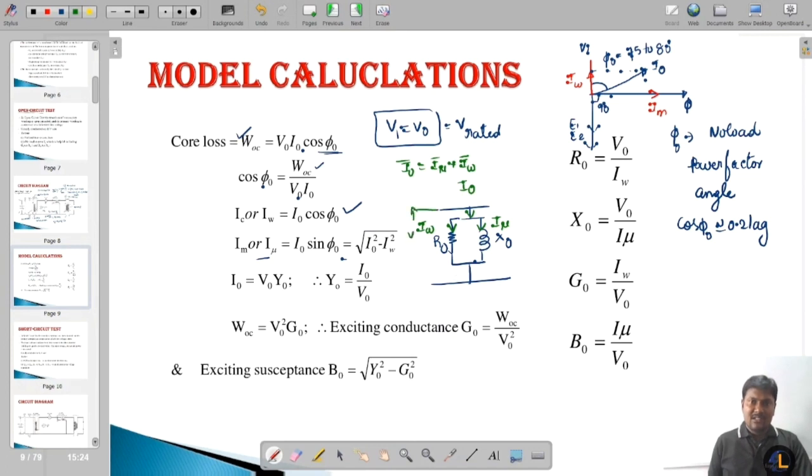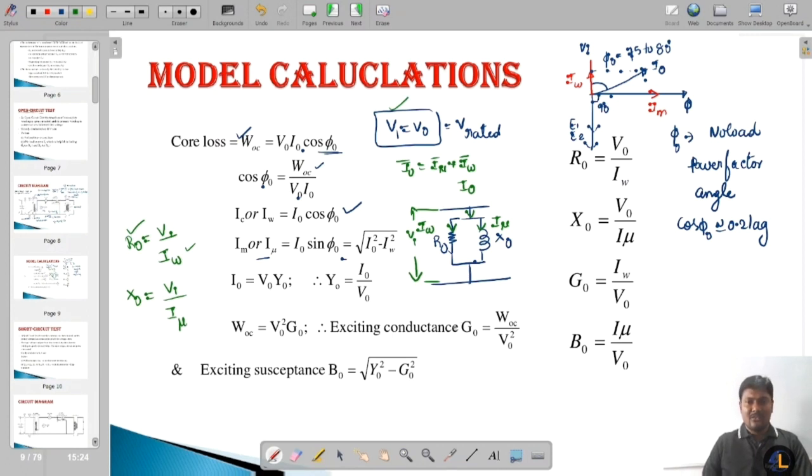So here we are applying the supply voltage. As we already discussed, the practical transformer is operating under no load condition, and the R naught formula is V divided by I_W, that is V1 divided by I_W. V1 is indicated by the voltmeter, and I_W is calculated, so R naught is calculated. This R naught is the shunt branch parameter of the equivalent circuit, and similarly X naught is V1 divided by I mu, where I mu is equal to I naught sin phi naught.